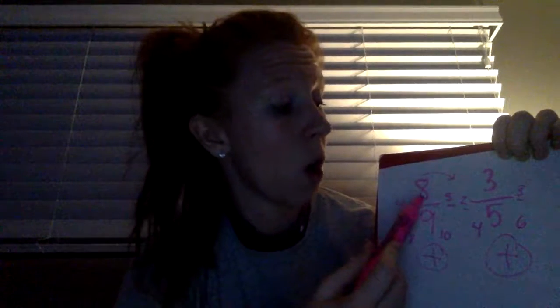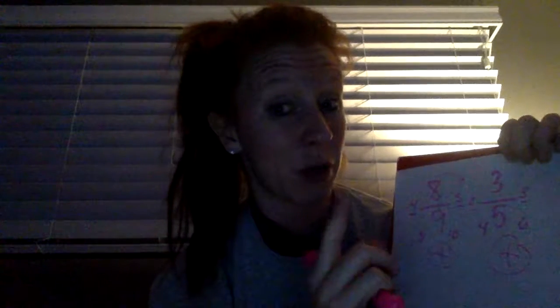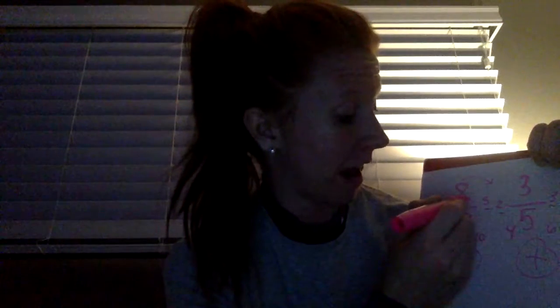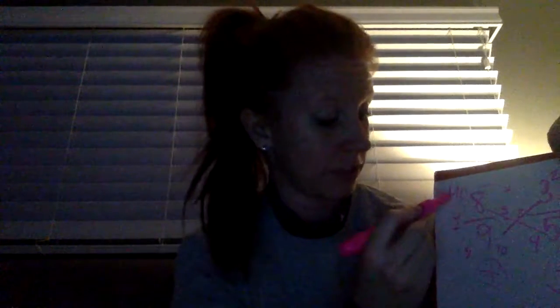But what we can do here is do our new strategy. We can cross multiply. 5 times 8 is 40, and 3 times 9 is 27. Since 40 is the bigger number, 8/9 is actually bigger. So 2 strategies there. Let's practice one more.